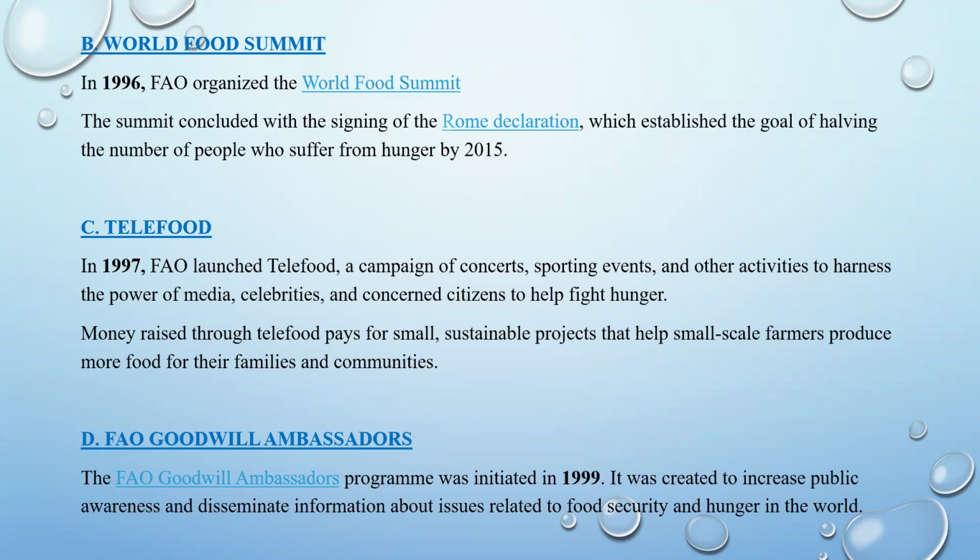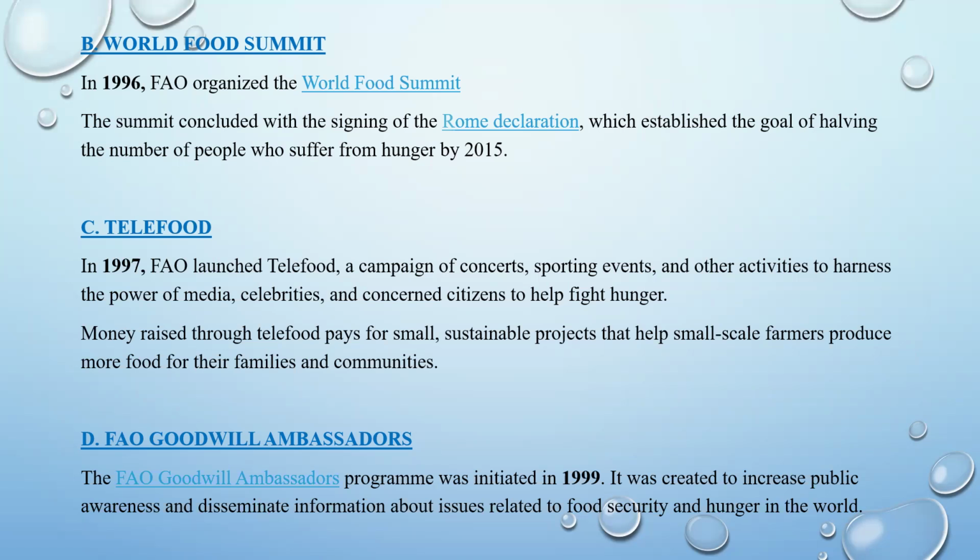The third program was Telefood. In 1997, FAO launched Telefood, which was basically a campaign of concerts, sporting events, and other activities to harness the power of media, celebrities, and concerned citizens to help fight hunger. Money raised through Telefood pays for small sustainable projects that help small-scale farmers produce more food for their families and communities. The next program was FAO Goodwill Ambassador Program.